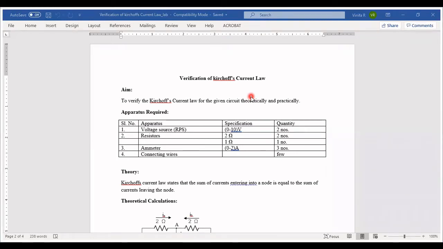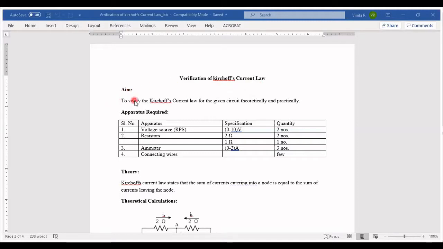In this video, we are going to see about the lab experiments for the 19EE 305. So the first experiment we are going to see is the verification of Kirchhoff's current law. Already we have studied Kirchhoff's laws in the theory classes. So now we are going to do it in the virtual lab.